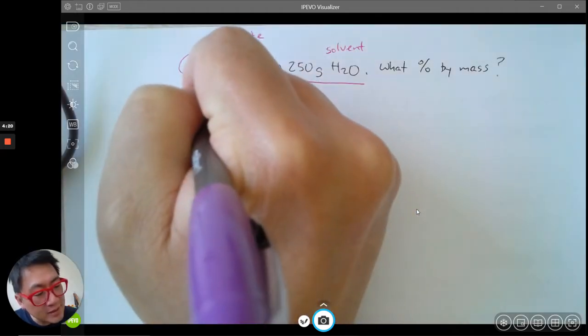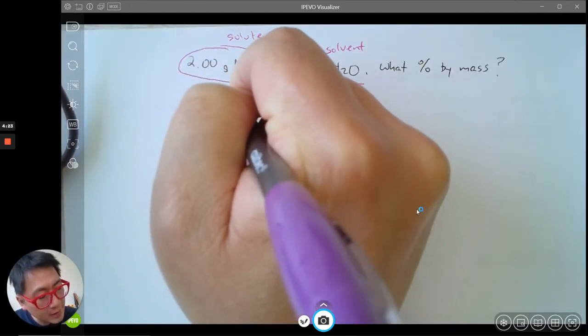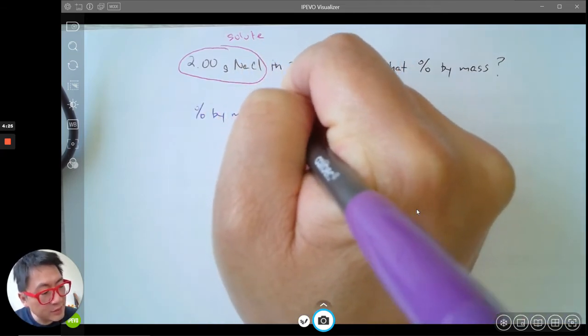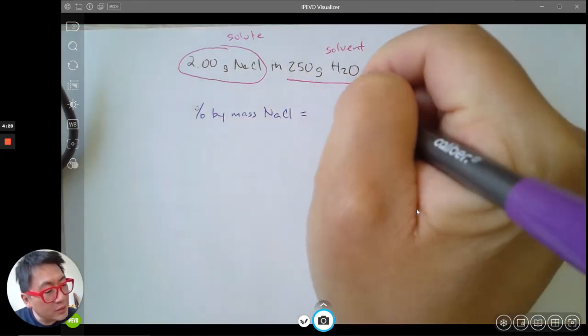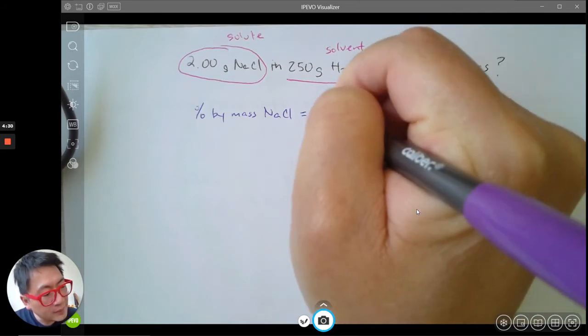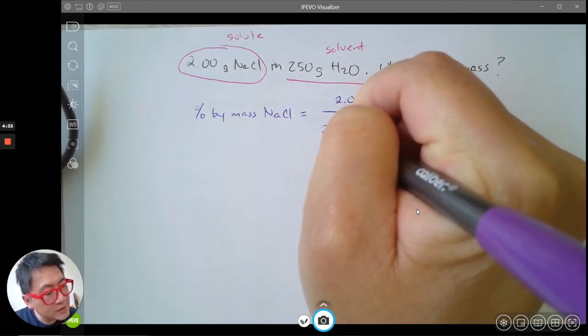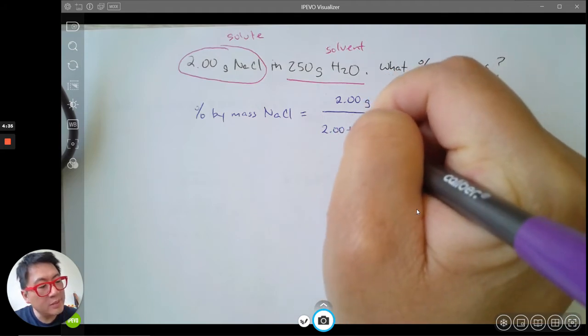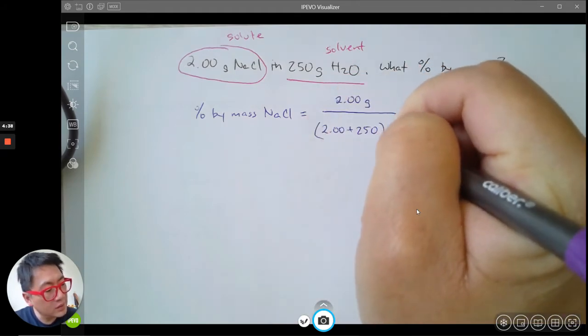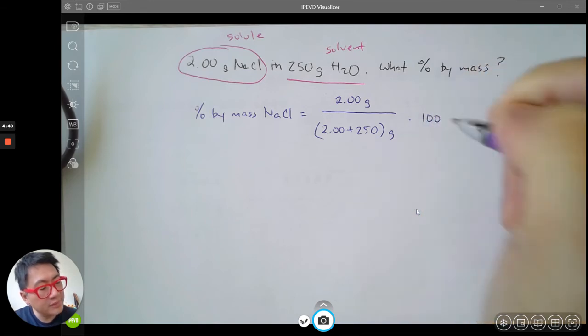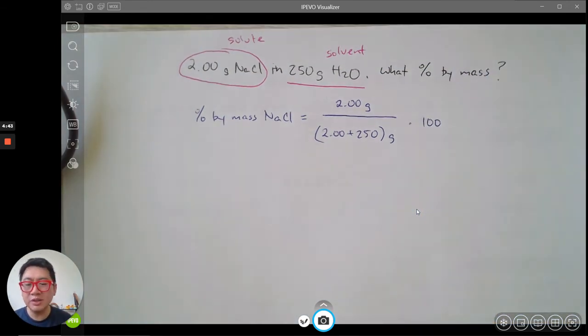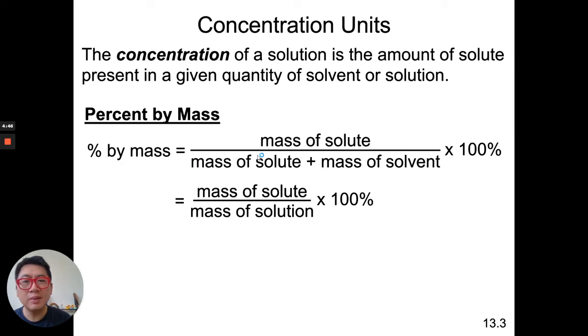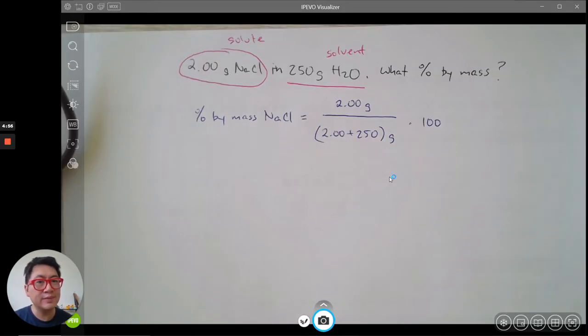So my percent by mass of, in this case, sodium chloride, would be my mass of sodium chloride, which is 2 grams, divided by the mass of the sodium chloride plus the mass of the water, times 100. I didn't write the equation, but here it is. Percent by mass is the mass of the solute, which is the salt, divided by the mass of the solute plus the mass of the solvent, which is the water.